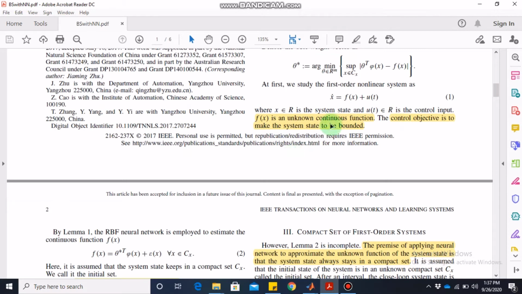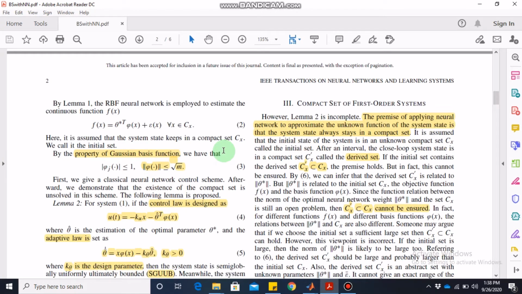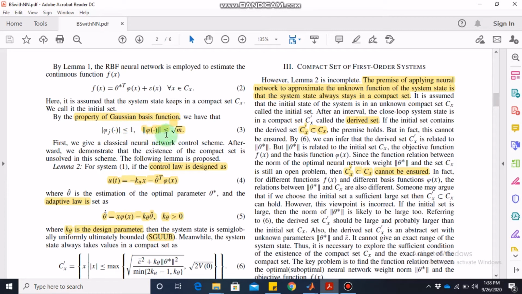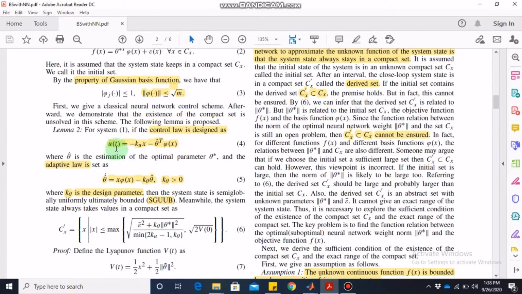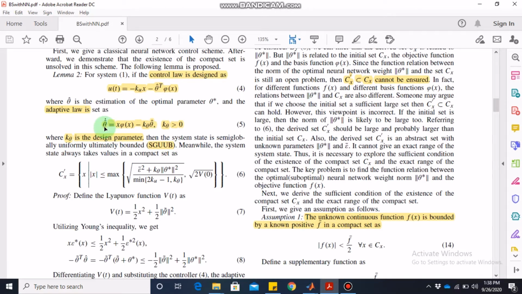They first discuss the first order system x dot equals f of x plus u of t. F of x is an unknown continuous function, and the control objective is to make the system state bounded. So they are just looking at the boundedness of the state. They just want the state to stay within some compact set. So f of x can obviously be learned by a neural network, and there are some properties of the Gaussian basis function which are discussed here. M is the number of functions phi that are used in the system. There is some existing control design, where u of t is selected in such a way, and the estimate of the coefficients of the neural network evolves following this differential equation. Then you can get the semi-globally uniformly ultimately bounded solution.